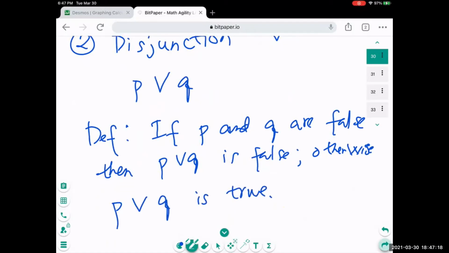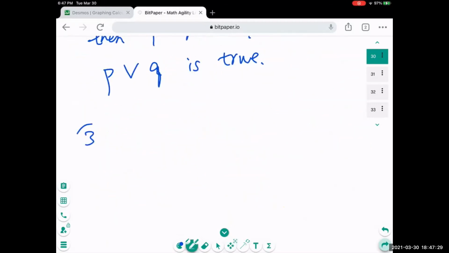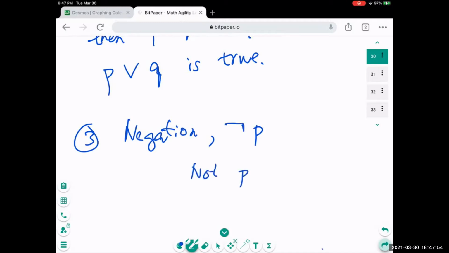Okay. So we have already two basic logical operations, and the next one is called negation. So the third one is negation. And the symbol is like a key, like this, like an L lying down. And then P. So this is the negation of P, or not P.